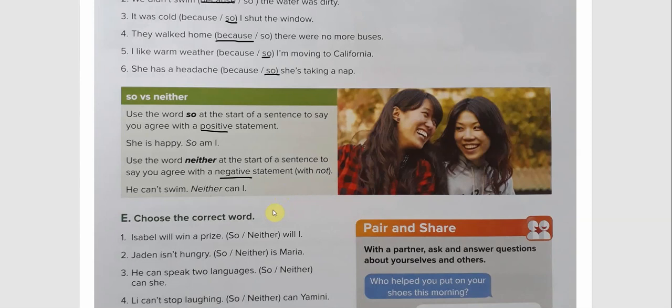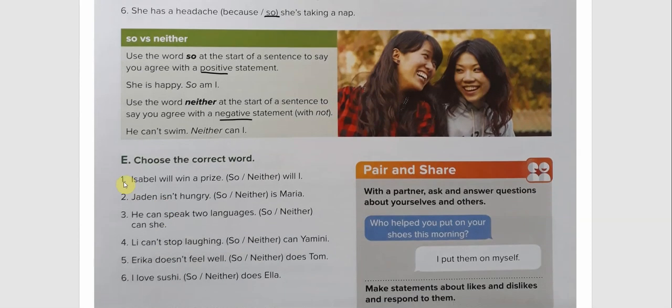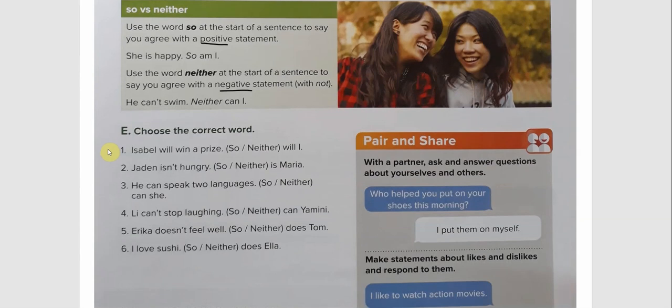All right, so let's do exercise E, and then we'll be finished with grammar. Choose the correct word. So Isabel will win a prize. That is positive, so it's so will I. Number 2, Jaden isn't hungry. Look, isn't is negative. Neither is Maria.